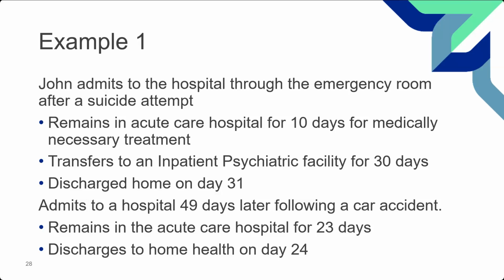Key things to keep in mind. Is it one or is it two benefit periods? In this case, it's one. Why is it one? Well, if we look at it, we find out that he was only discharged for 49 days. That's inpatient psychiatric facility to acute care hospital, right? 49 days. That's one continual benefit period.